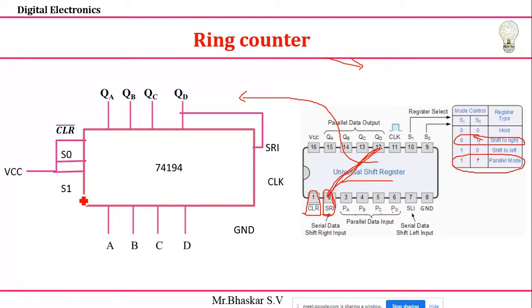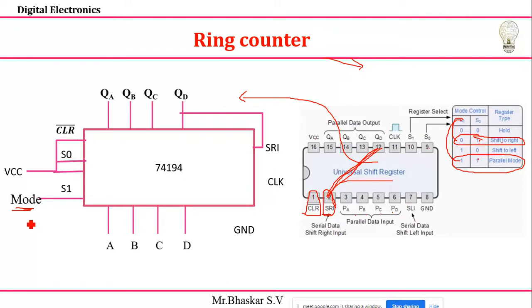And next you have S1. S1 decides what operation I need to do. If the S1 value is 0, and the S0 value is 1, it is shift right. If the S1 value is 1, it is parallel loading. So in order to decide this, I'll take my S1 value and connect it to one of the inputs, that is mode, what I'm explaining.